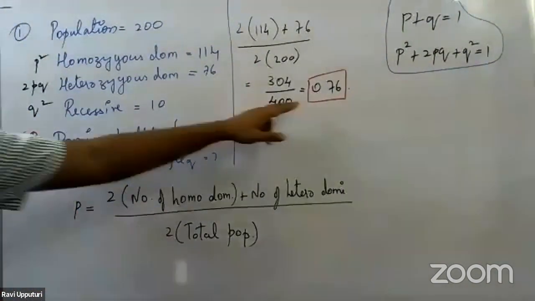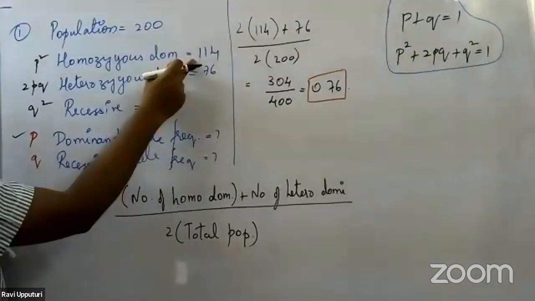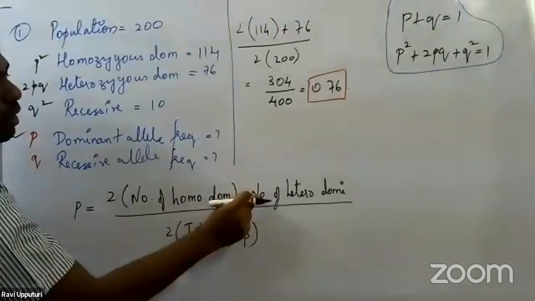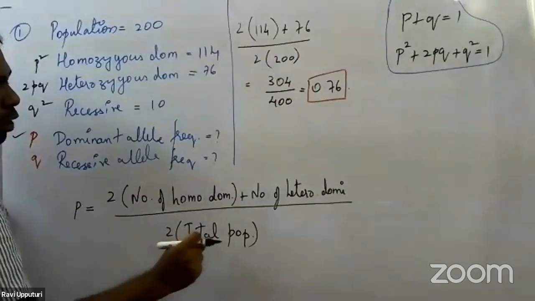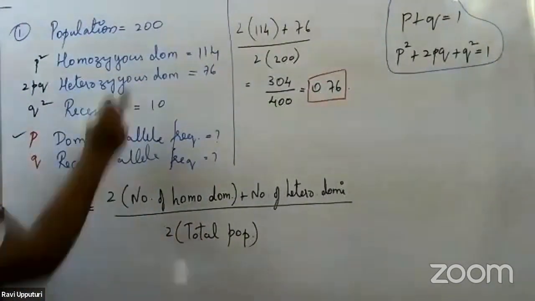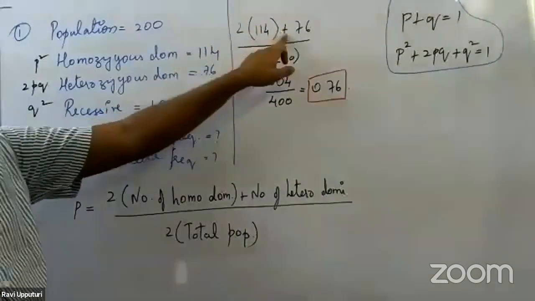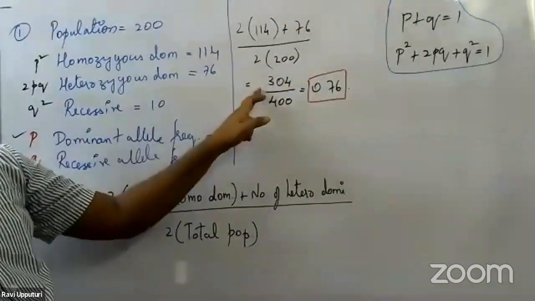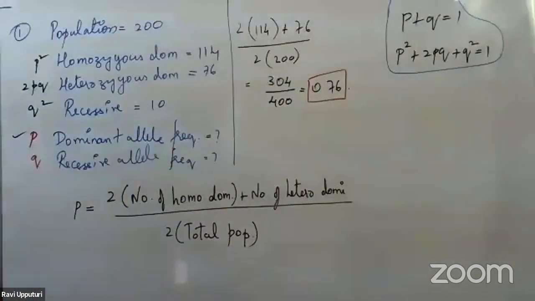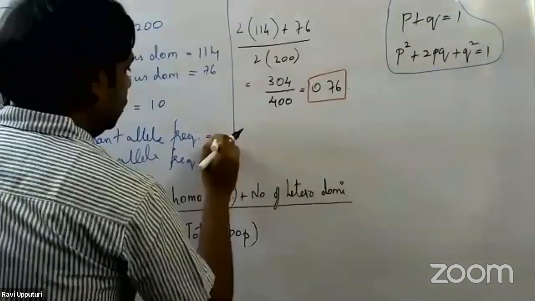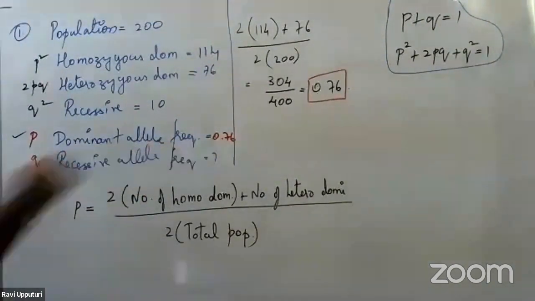So how did we arrive at this value? 2 into the number of homozygous dominant individuals, which is 114, plus the number of heterozygous dominant individuals, which is 76, divided by 2 into the total population, 2 into 200. Substituting the values, 2 into 114 is 228, and 228 plus 76 gives us 304, divided by 400. When we simplify this, we get 0.76. So our P value here is 0.76, which is the dominant allele frequency.